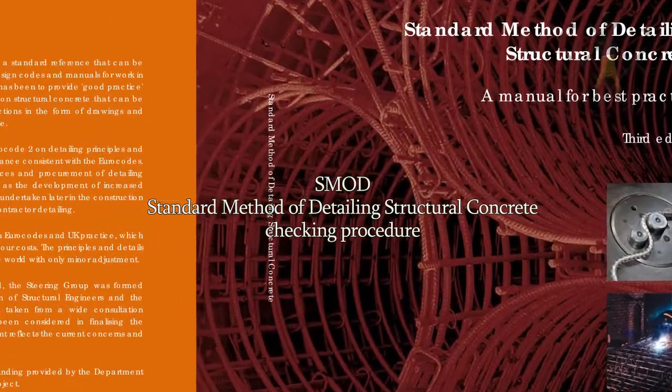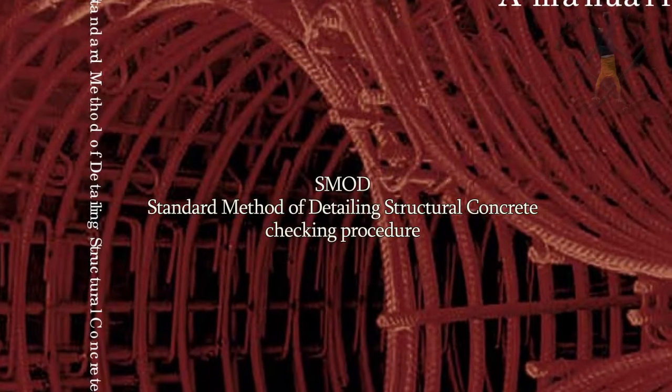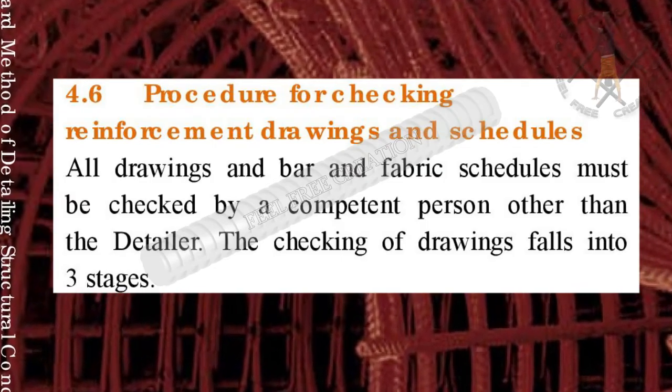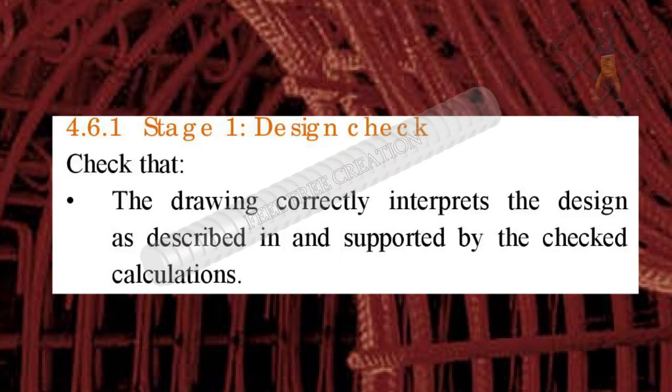Procedure for checking reinforcement drawings and schedules are shown here, as per SMOD. All drawings and bar and fabric schedules must be checked by a competent person other than the detailer. The checking of drawings falls into 3 stages. Stage 1, Design check. The drawing correctly interprets the design as described in and supported by the checked calculations.